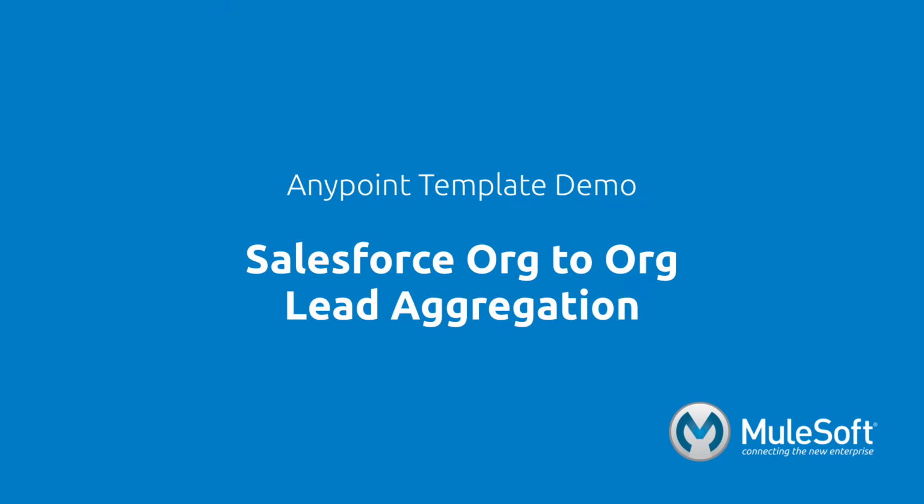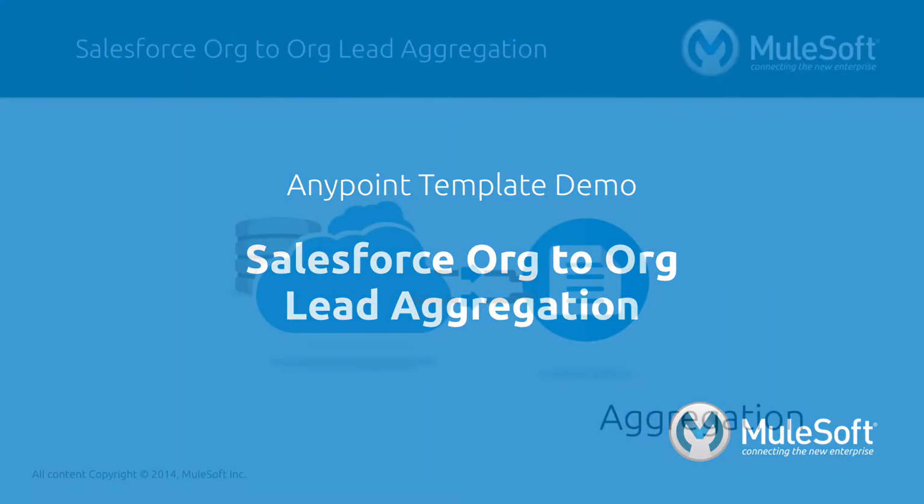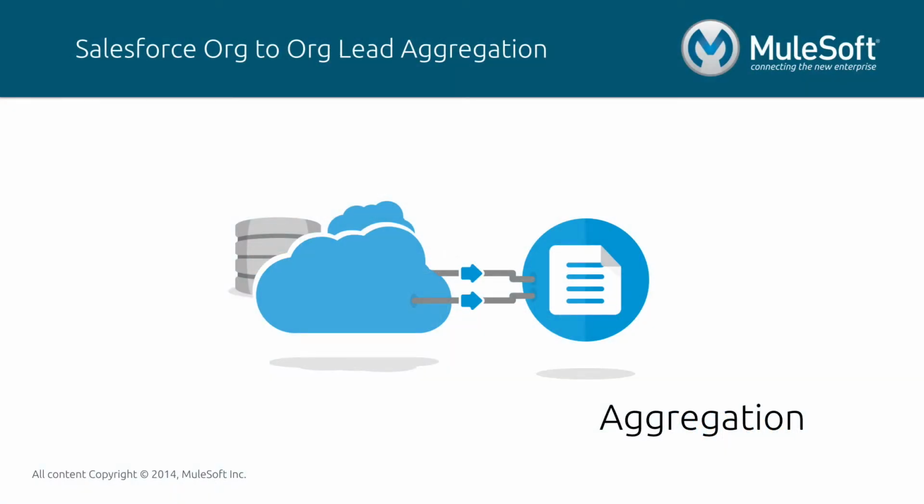This demo will showcase our Salesforce to Salesforce lead aggregation template. The aggregation pattern is the act of getting data from multiple systems and inserting into one. Aggregation is useful when building APIs that get data from multiple systems, creating reports or dashboards across multiple systems, preparing data for compliance or auditing purposes, and many more.